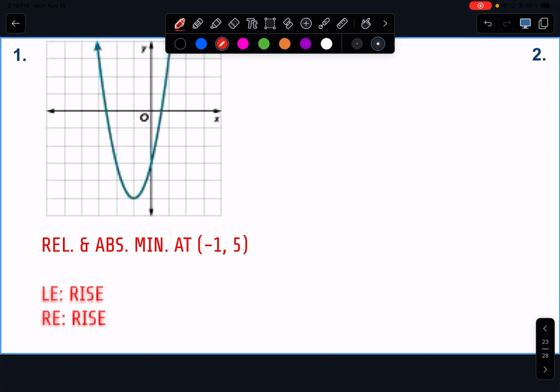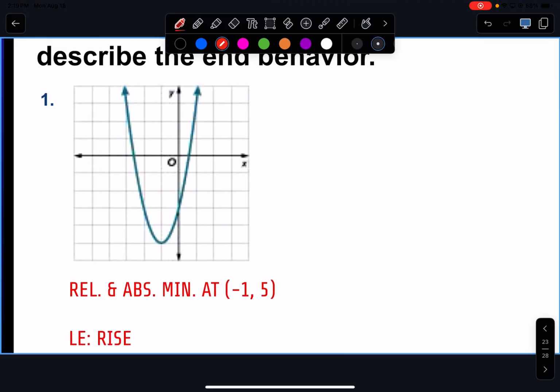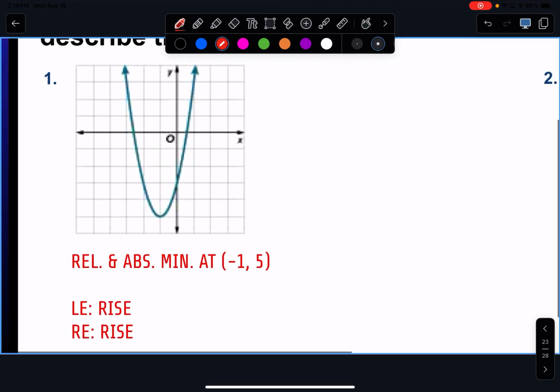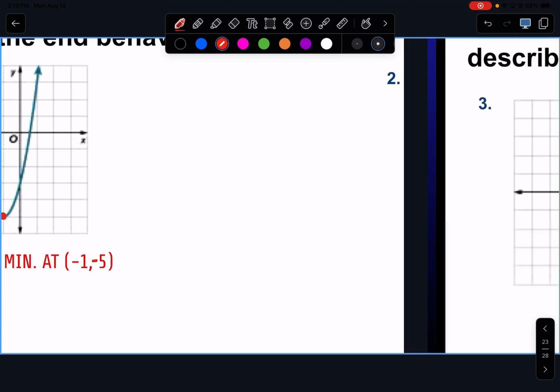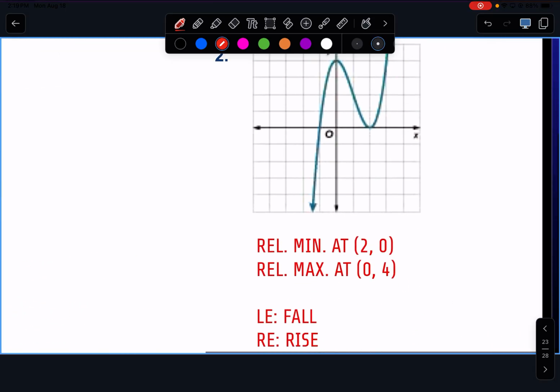All right, let's look at them. So the first one, right, we have a relative and an absolute minimum at -1. Should be -5 as well. -1, -5. We just have 1. Why don't we have any maximums listed here? Why, Aiden? Keeps going. Okay, left end rise, right end rise. Number 2.